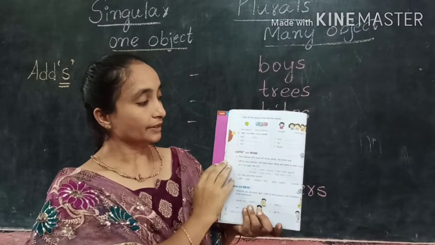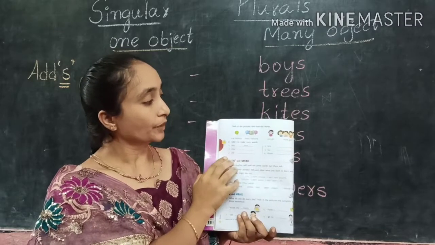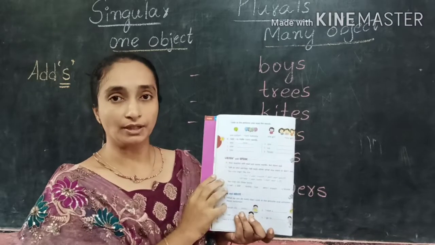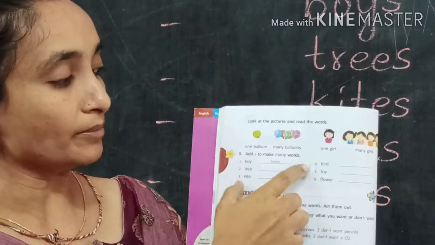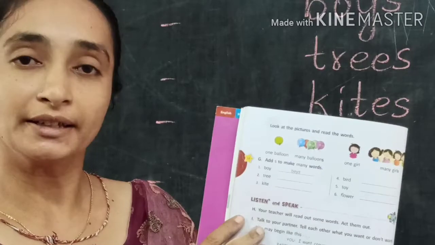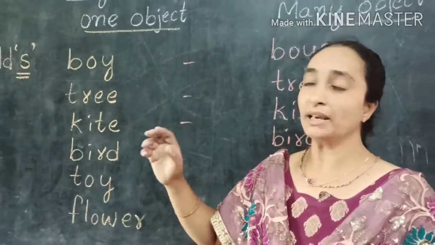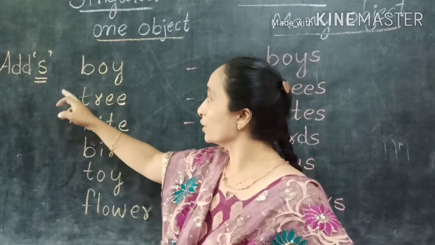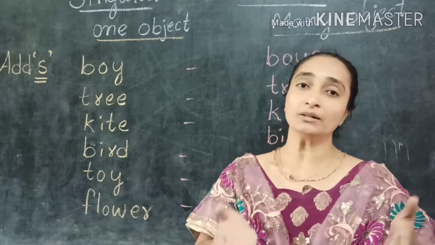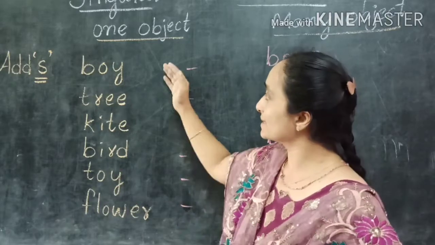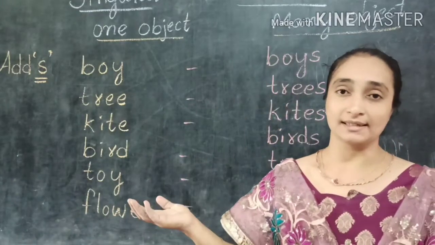So all of you next turn to page number 12. Here we have, look at the pictures and read the words. Here we add S to make many words. What do you mean by adding S? If you add S to a word, it becomes the plural form. So this is one object and this is many objects.